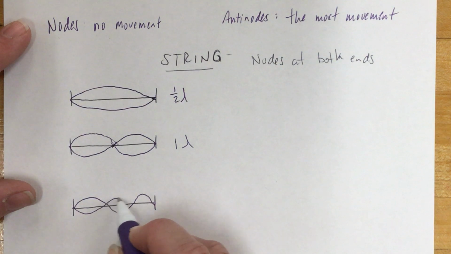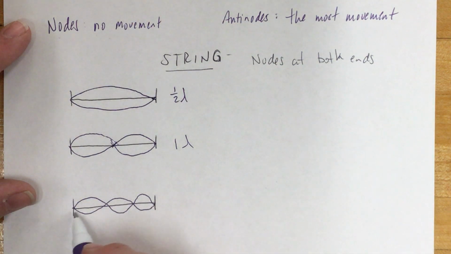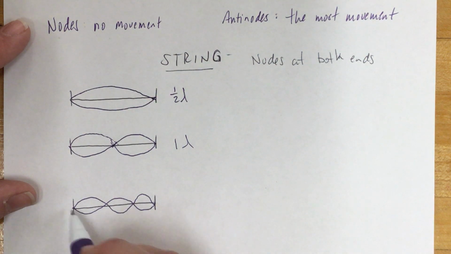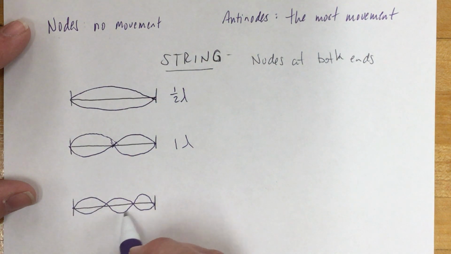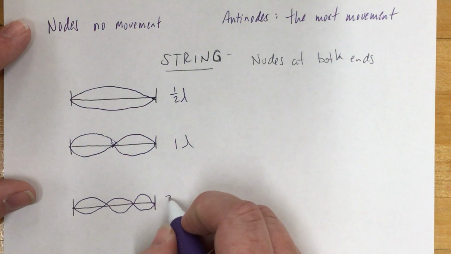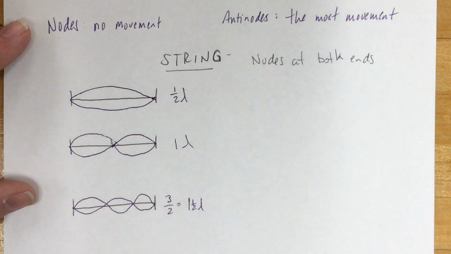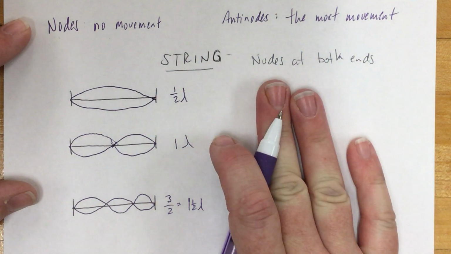Same idea. I have a node and a node. I have two nodes in the middle. So if I look at this wavelength, I've got half a wavelength here, a half here, and a half here. So I have 3 halves, or 1 and 1/2 of a wavelength. And this is how it shows up in a string.